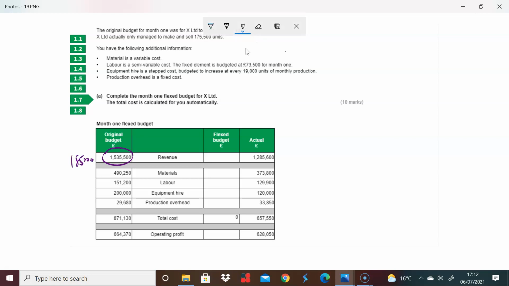So if the plan was to sell this amount based on 185,000, we can find out the budgeted selling price of one unit by simply 1,535,500 divided by 185 times the number of units you actually sold, which was 175,500. Plug that into your calculator, and you should get 145,650. In the end you dropped the price, but that's what you should have sold at that budgeted selling price.